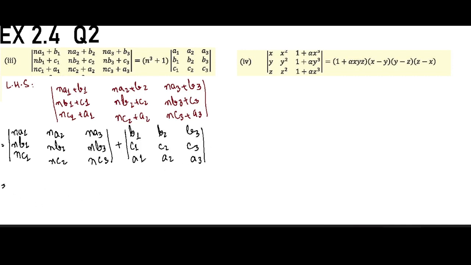Now we are going to take n common from all of these terms. So we are going to write it as n into, from the first row, then n from the second row, and then n from the third row. And then after taking n common, we are going to write it as a1, b1, c1, a2, b2, and c2, a3, b3, and c3, plus this matrix will be written as it is.